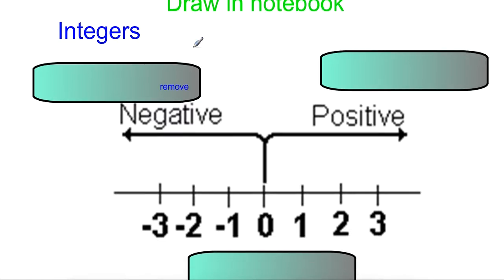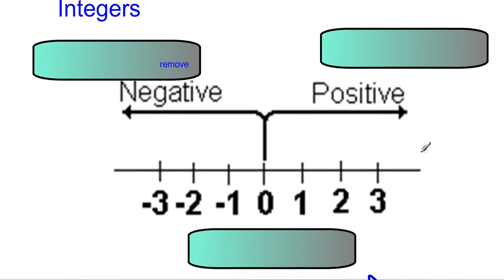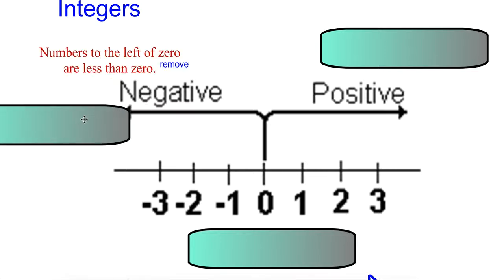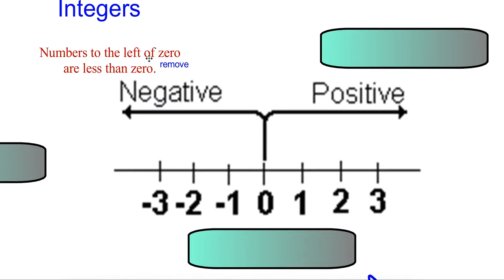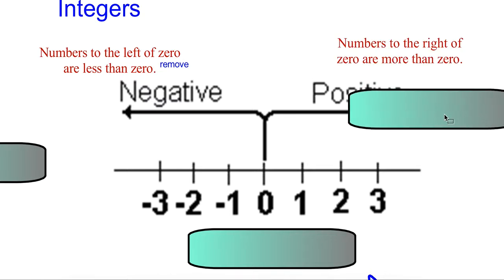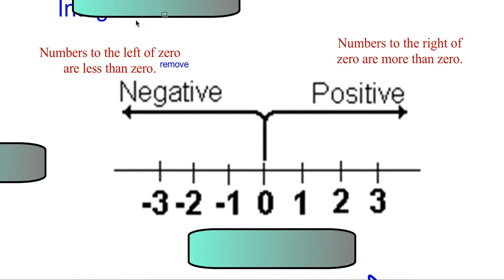So I want you to draw this in your notebook. So just draw a number line, 0, 1, 2, 3 this way, negative 1, 2, 3 that way. Negatives go to your left, positive go to your right. Stop the video if you need to at any time to get this drawn in. So numbers to the left of 0 are less than 0. Numbers to the right of 0 are more than 0.